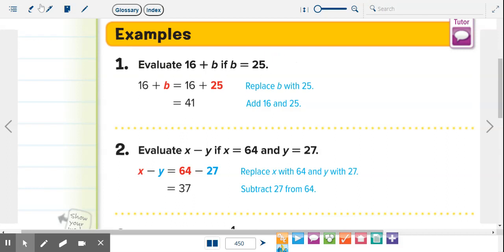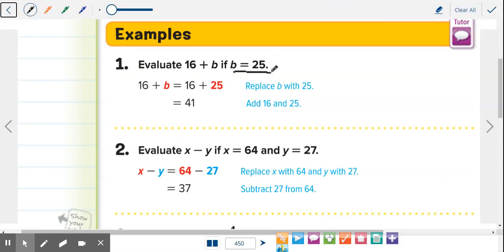So now they tell you what the variable equals. They tell us it's 25, all right? So the first step you have to do here is replace b with 25. So you just rewrite it like we did the other day, 16 and your addition, and then we replace b with 25. So now we have 16 plus 25. So what do we do? Just add it. So what's 16 plus 25? 41.